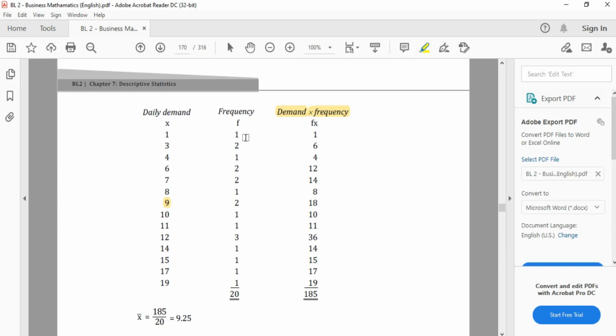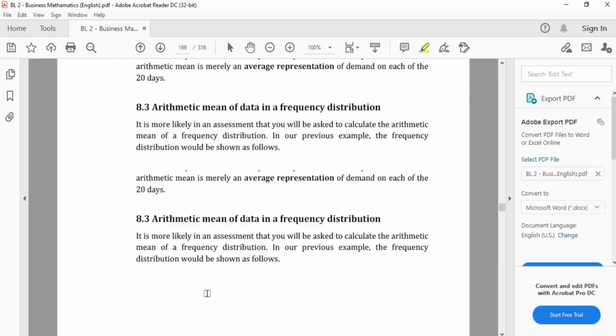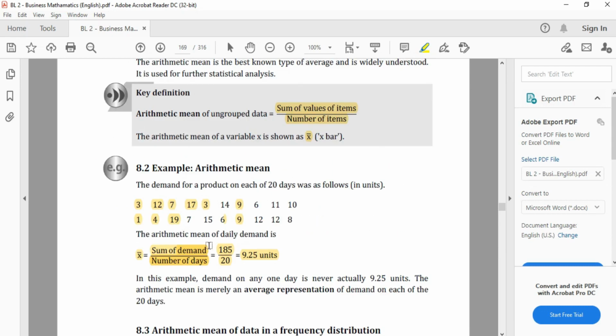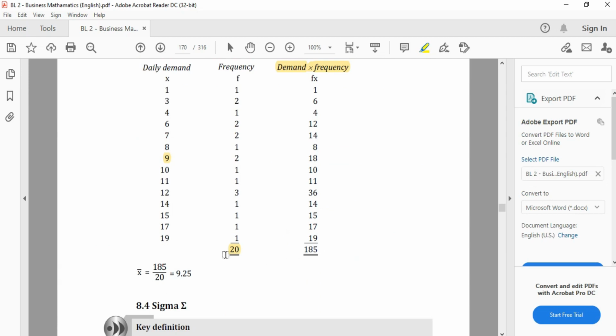Eventually, as I said previously, total of the frequencies must be equal to the total number of items, which is how many items? 20 items. Why is that? Because items here are represented as days and so there are 20 days. So 20 cells are here or 20 items are here. Hence, this should be equal to 20. So that's the step 1.